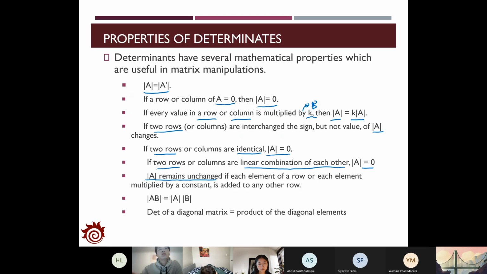We also have two additional features. For two matrices A and B, the determinant of A times B will be the same as the determinant of A times the determinant of B. And for a diagonal matrix, the determinant is relatively simple to compute. It's just the product of all the diagonal elements. Okay, so those are the properties of the determinant.